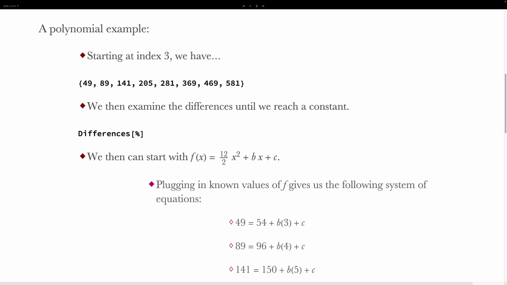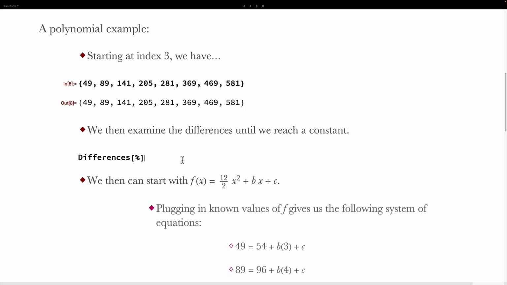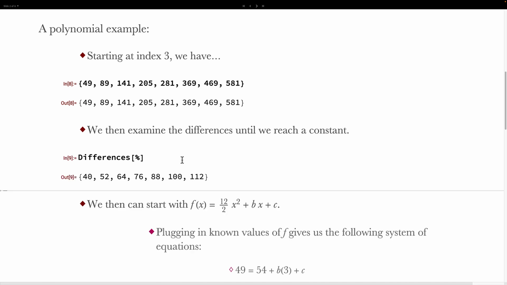Now to demonstrate that this technique works, I'll run through an example with a random polynomial. Starting at index 3, we have this sequence: 49, 89, 141, 205, 281, 369, 469, and 581. Now, we can use the Wolfram Language to examine the differences until we reach a constant. The immediate difference between neighboring elements is not constant, so we have to keep going. If we evaluate this a second time, we notice that the difference between neighboring elements becomes constant.